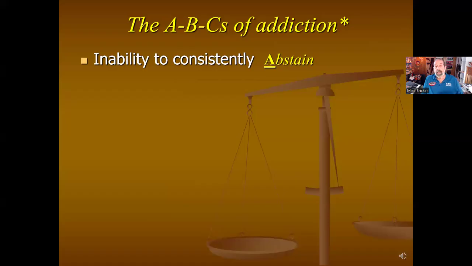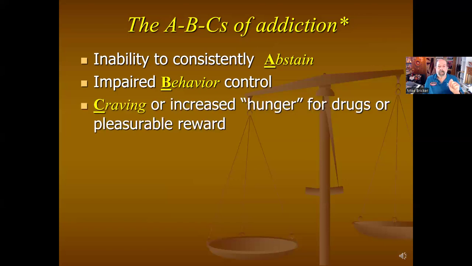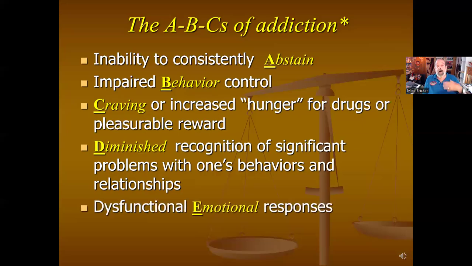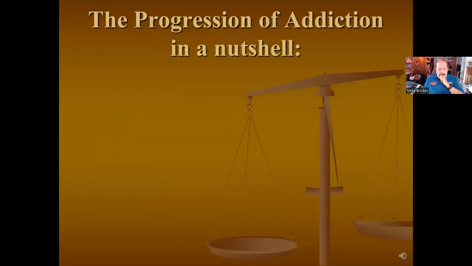One of them is obviously an inability to consistently abstain from the drug or the behavior. The second one, there is always impaired control over behavior, particularly impulse control. Now, this is the one, and it's only in the last 15 years that this has been included in the definition of addiction. Craving. There is an increased hunger or thirst for drugs or the pleasurable reward for a process addiction. There's diminished recognition of significant problems with people's behavior, and also there are these dysfunctional emotional responses. This is from the American Society of Addiction Medicine.